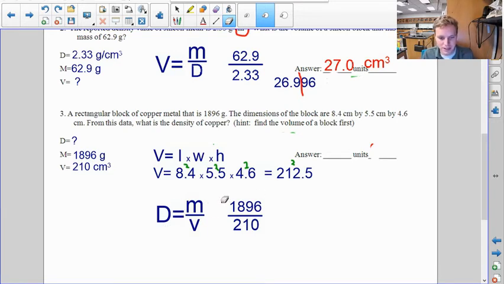So if I want to find my density, I'll take my mass, 1,896 over 210. I'll get 9.0286. But please remember, I can only keep 2 sig figs because I have 4 sig figs in 1,896, but 210 only has 2. So I can only keep 2 sig figs. So that's going to be 9.0. And the units on that will be grams per centimeters cubed.